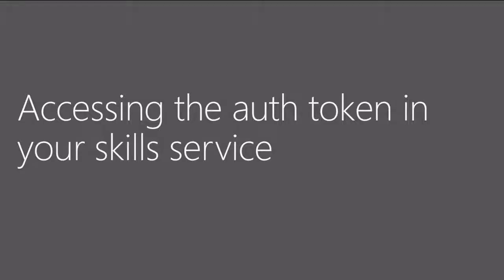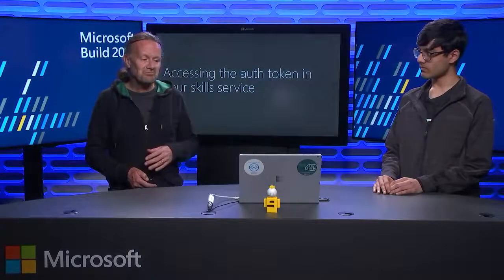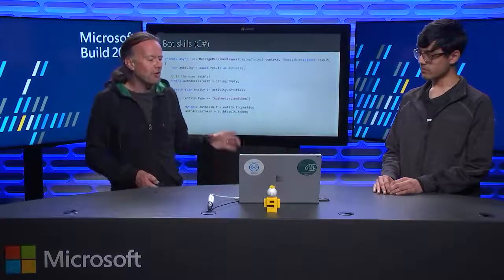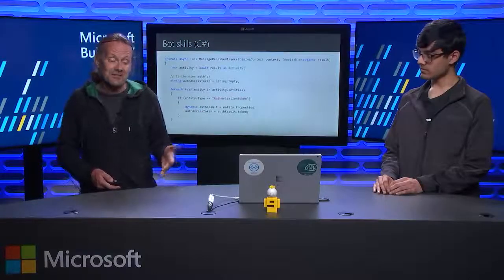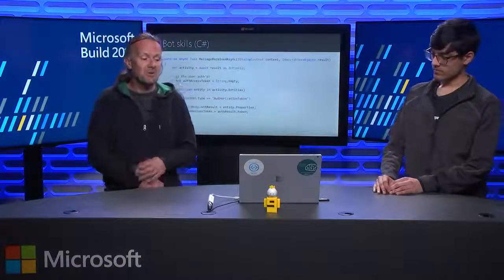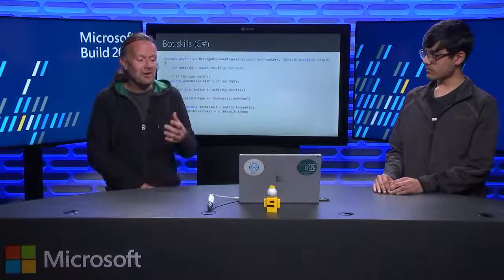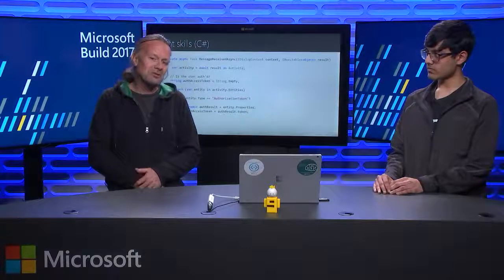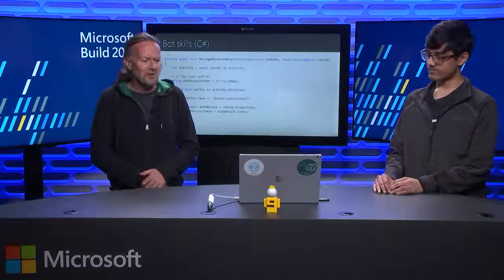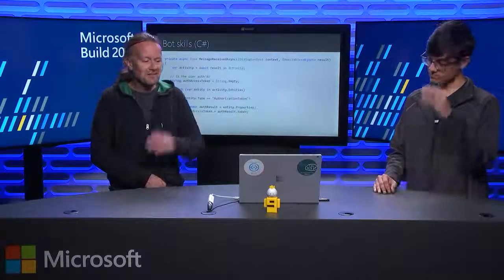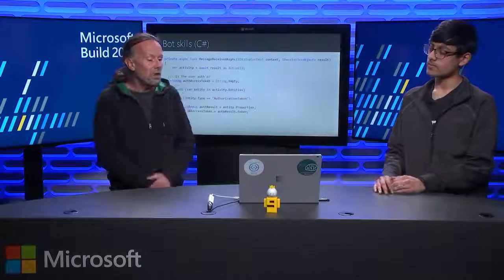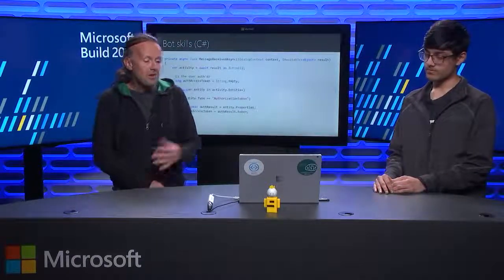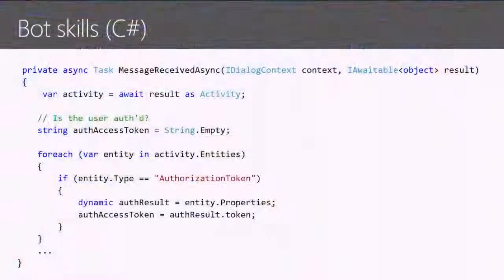OK, so just before we actually run this, let's have a look at the code, just to see how you then access that in your skill code, your skill service. Really simple. In the request for a connected service, Cortana is going to pass that auth token through in the entities that are passed to your bot. So you just need to look through the activity.entities in a C# example, look for the one that's of type authorization token, and then you can just pull out the token property of that, and there you go. And then you can just use that to access your service.